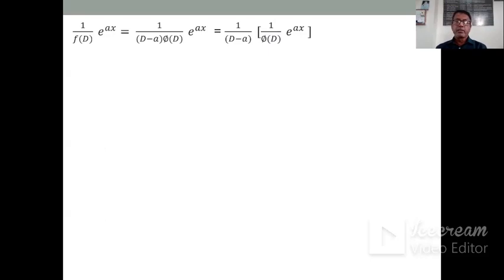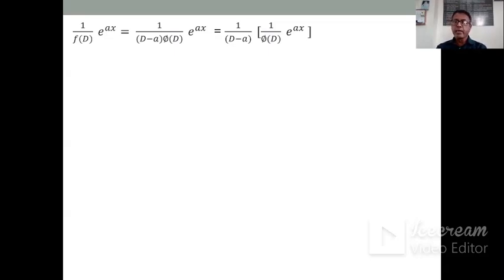R is 1. Therefore, we write only (D minus a) into phi of D operate on e to the power ax. Now we operate the inverse operator, 1 upon D minus a. First, we operate 1 upon phi of D on e to the power ax. And for that purpose, we use the previous theorem.